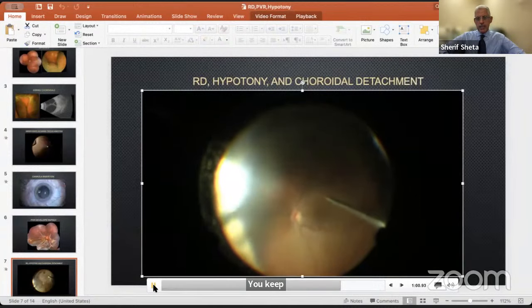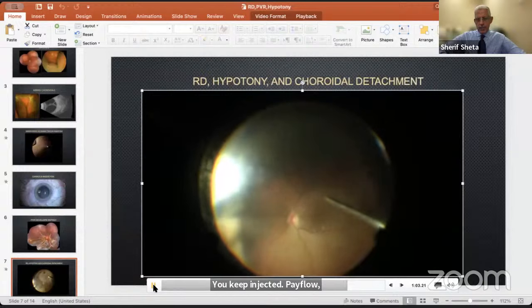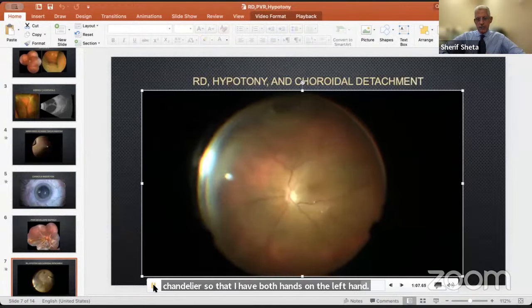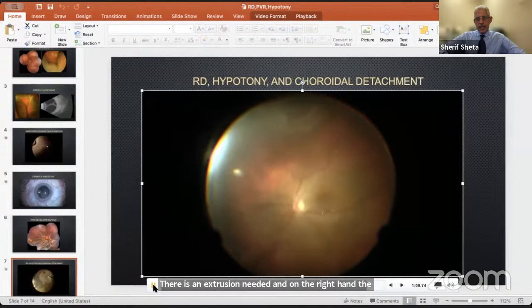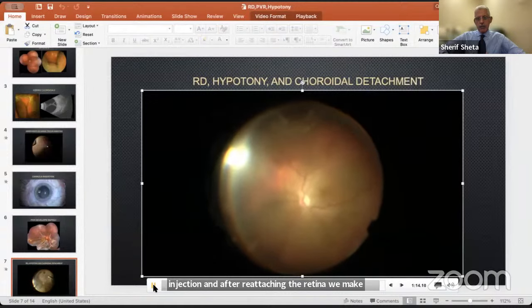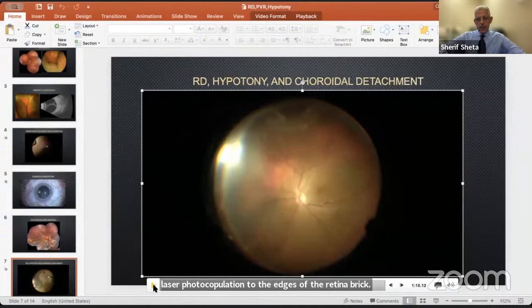I usually use the chandelier so that I have both hands. In the left hand, there is an extrusion needle, and in the right hand, the injection. And after reattaching the retina, we make laser photocoagulation to the edges of the retinal break. We shave the vitreous base, and usually in these cases of PVR and hypotony, I like to inject silicone oil.